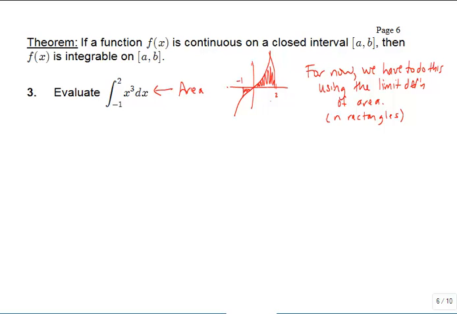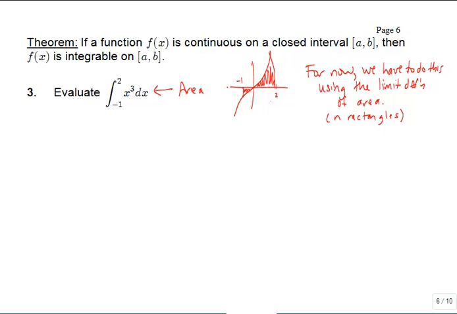If you remember, when we first learned about the derivative, we learned the limit definition of the derivative, which was a big, long limit process, and that took us a long while to do until we learned some shortcuts. It's the same idea here. For now, we have to use that big, long limit definition to find the area until we learn our shortcuts.